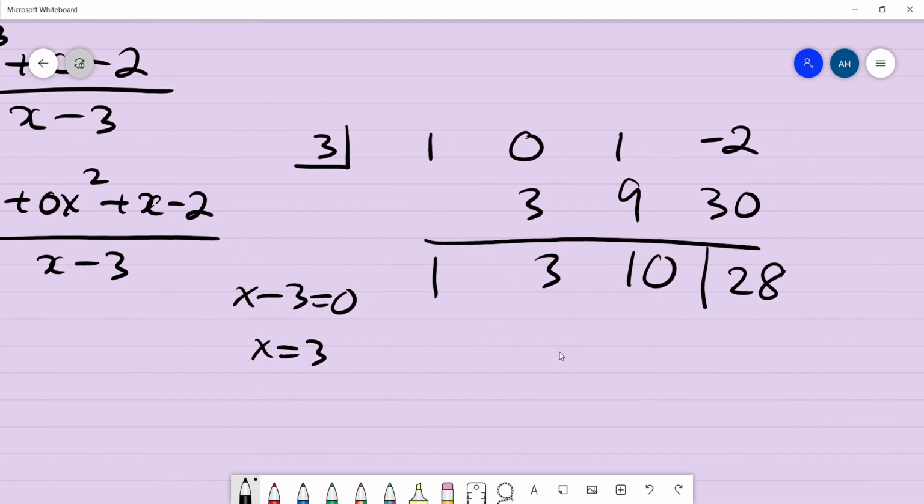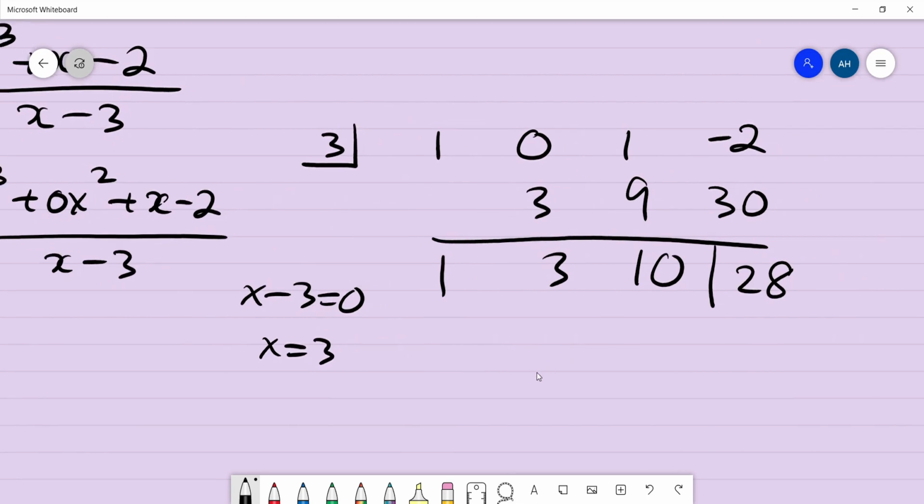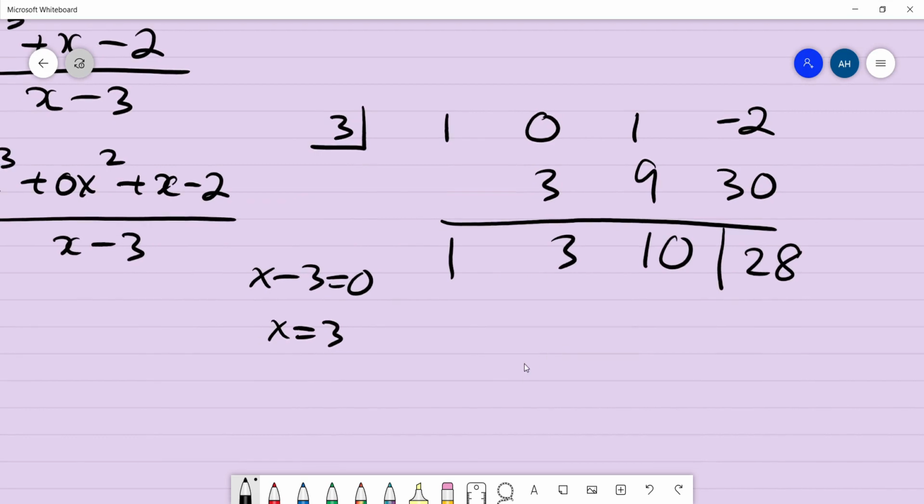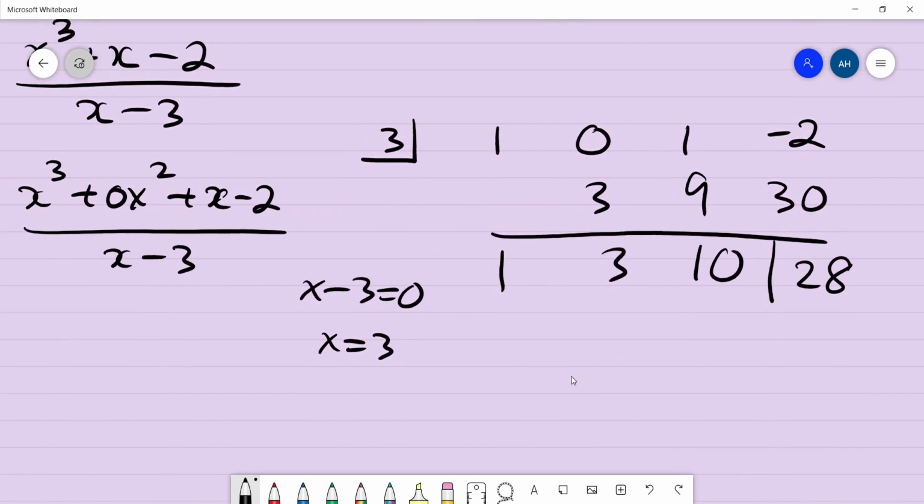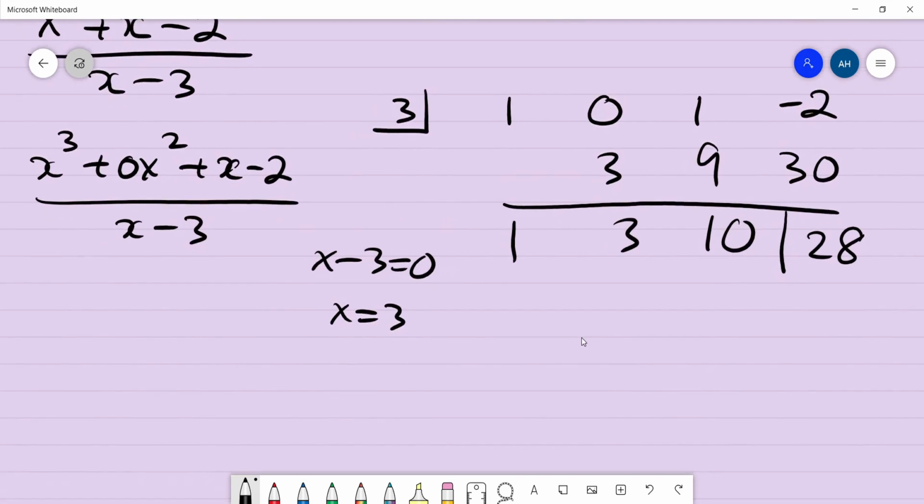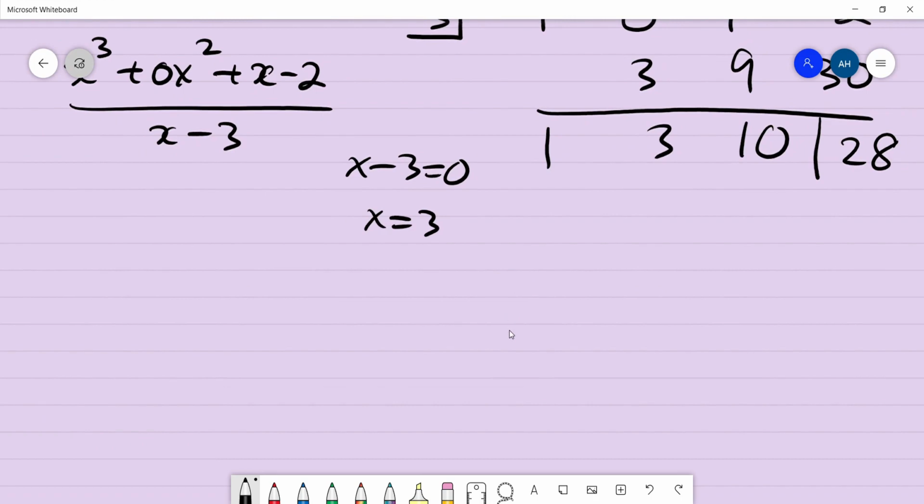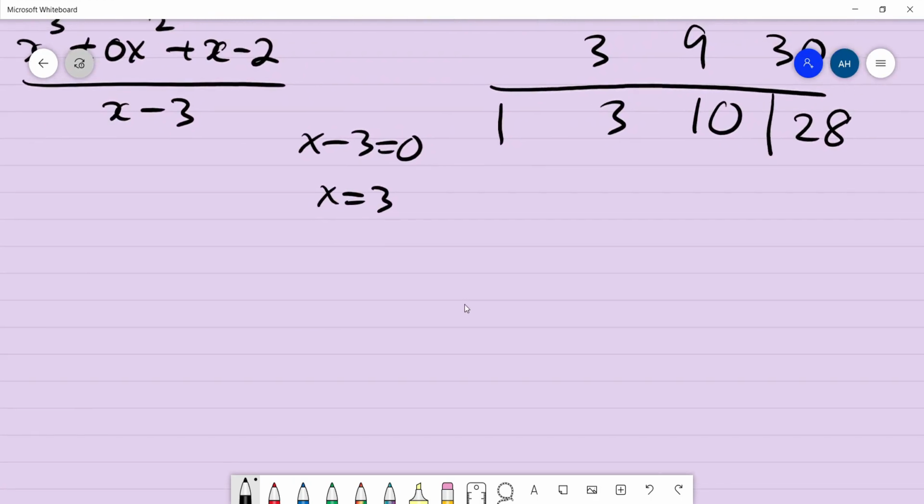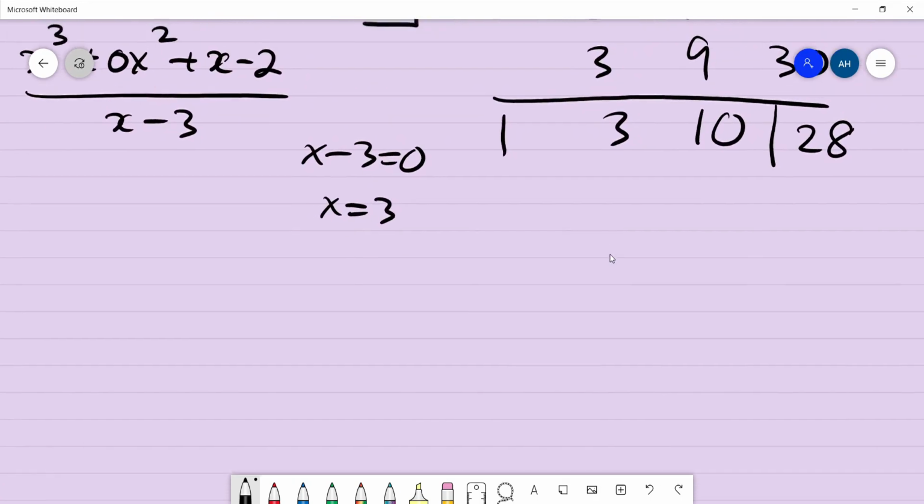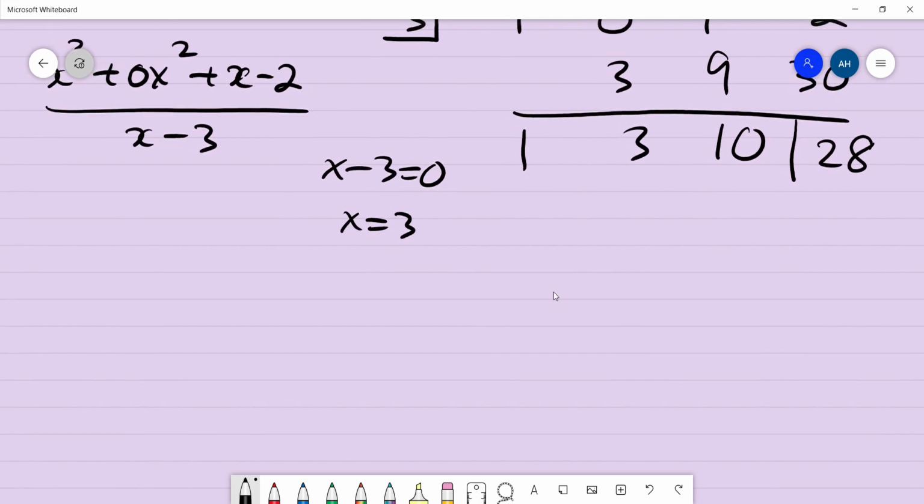Okay, so our synthetic division process is already completed, and we are ready to write down the answer. Again, we would like to remind that the degree of the quotient must be 1 less than the degree of the dividend. In this case, the degree of the dividend is x cubed. Therefore, the degree of the quotient in this example is equal to 2.